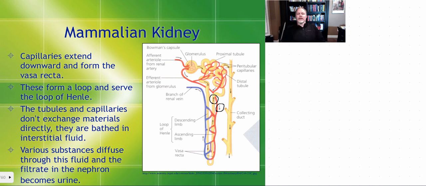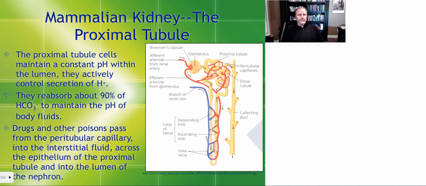What's going to happen here is you're going to have this countercurrent flow, which is going to allow you to maximize the amount of water that's being reabsorbed, as well as maximizing the amount of waste that you can get rid of. Okay, so we talked about the proximal cells really maintaining the pH within the lumen, the pH within the solution, and they're going to actively control the secretion of hydrogen based on the body's pH.